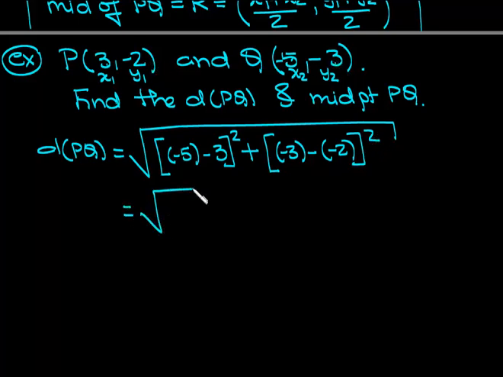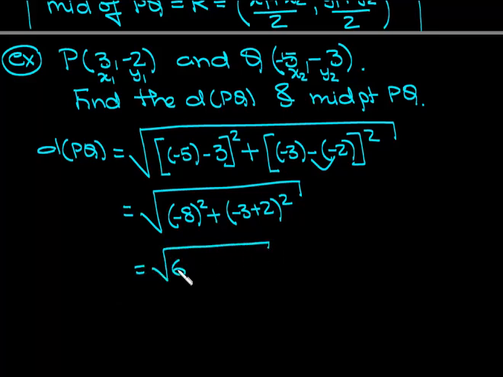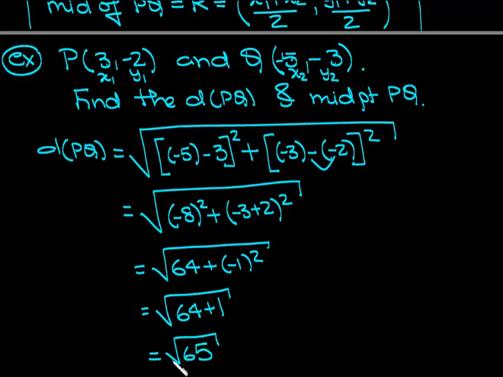So let's just do a little bit of algebra here. Negative 5 minus 3 is negative 8, squared, plus over here we get negative 3 plus 2, squared, because the two negatives become positive. So we end up with 64. Negative 8 squared is 64, plus negative 1 squared. So we end up with 64 plus 1, which is 65. So that's how you use the distance formula. It's just a matter of plugging numbers into a formula and just working through the math.